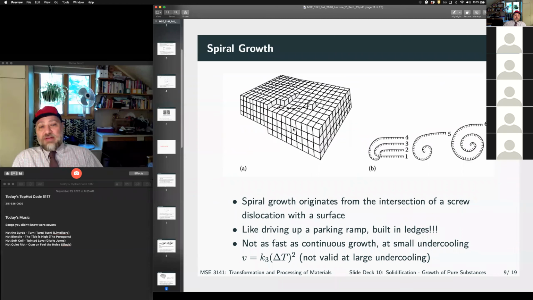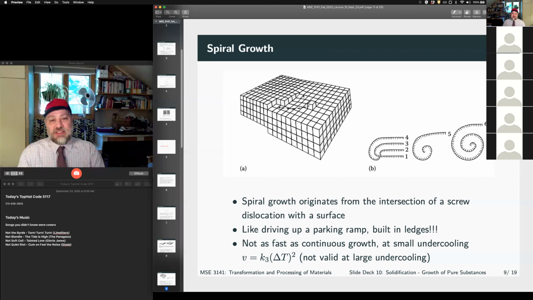So imagine we have a screw dislocation that intersects the surface. Now this plane here becomes like a parking ramp, right? I can just drive around, which means I have a built-in ledge whenever I have a screw dislocation that intersects a surface. So it's really easy now to just grow onto this existing ledge and just keep spiraling around and around and around.